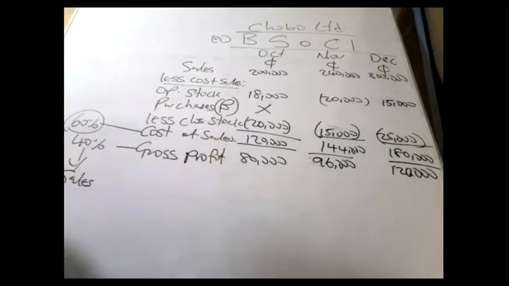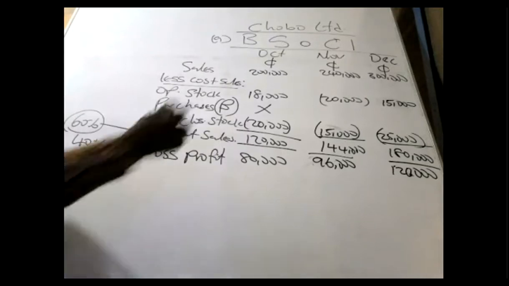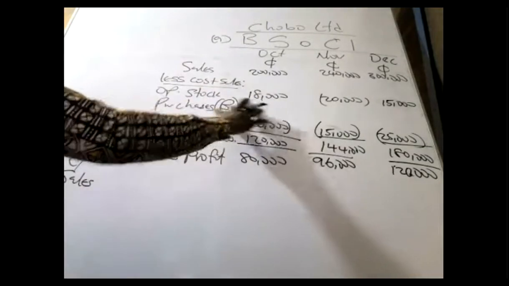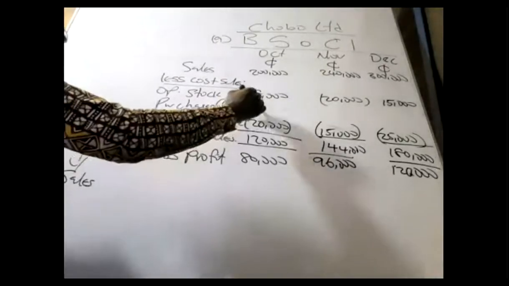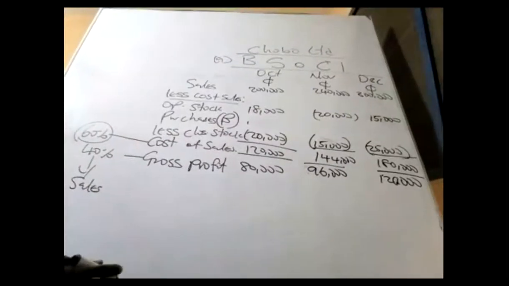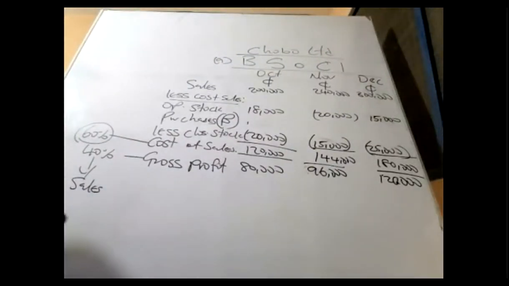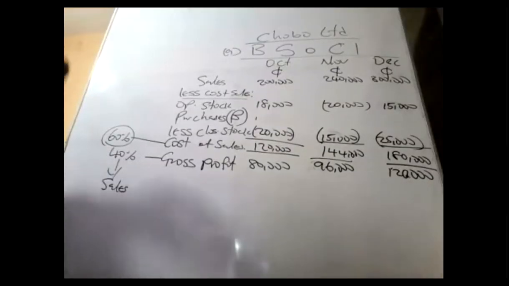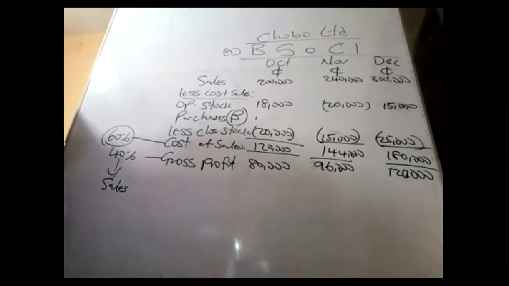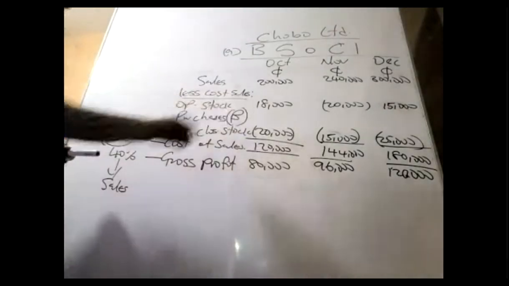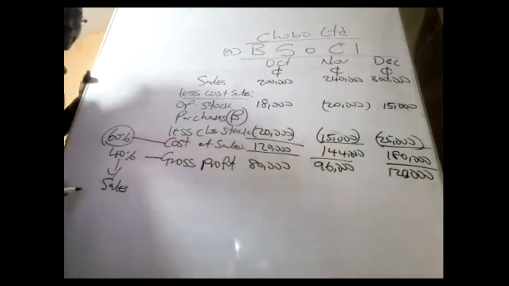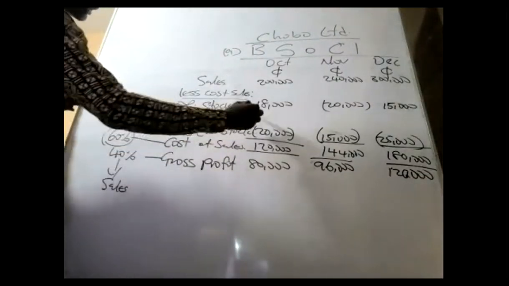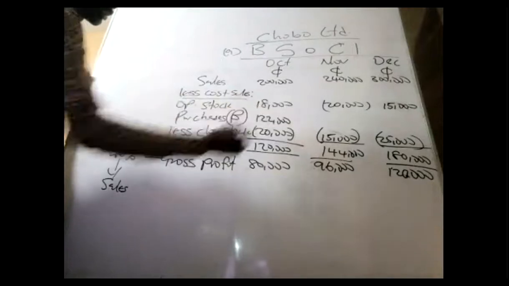Good. Okay, so if you have it, this one should give us 122,000, right? 122,000. Okay, so I did that. So let's find the purchases in here. It's a balancing figure. What should I add to 18,000, when I subtract 20,000 from it, I'll get 120? So it means that here should be 122,000 cedis.